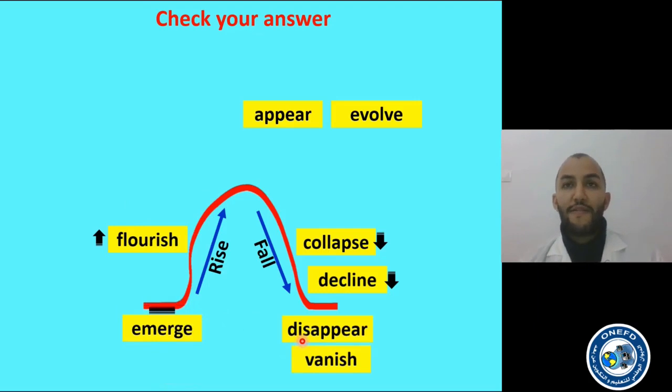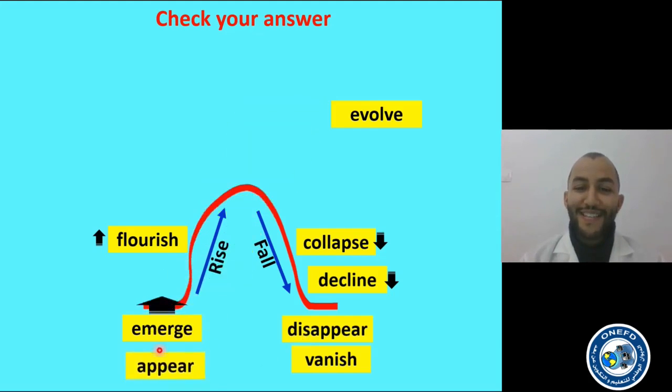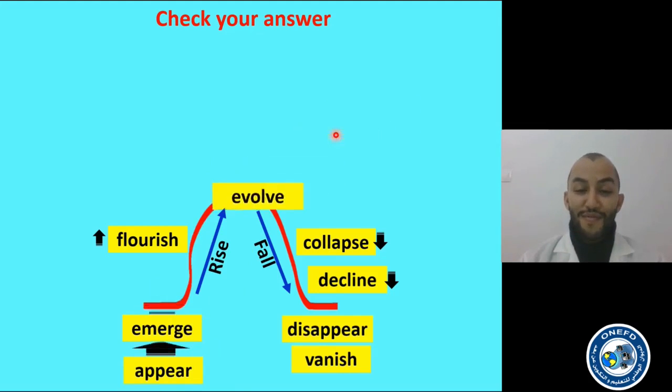Emerge is the very first step, when the civilization emerges. Okay, it's the appearance of civilization. Appear, emerge. Yeah, I'm telling you the answer actually. So yeah, appear is emerge. All right, and then we have evolve. Yeah, it's flourish. Okay, so here it is. Okay, I hope these arrows help.